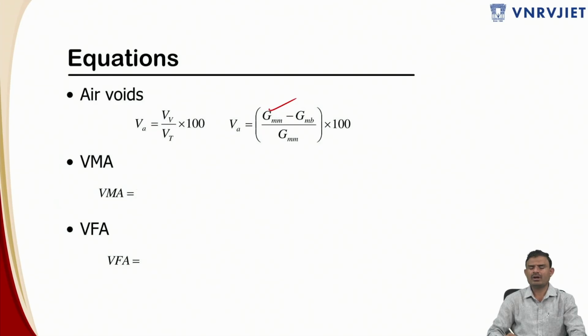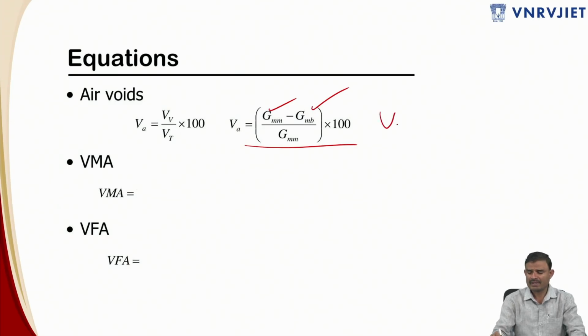Again, you can do that in a different process also, by taking the saturated surface dry weight minus weight in air, divided by saturated surface dry weight minus weight in water. That you also can do in order to get the GMB. So this is how you get the volume of air voids.